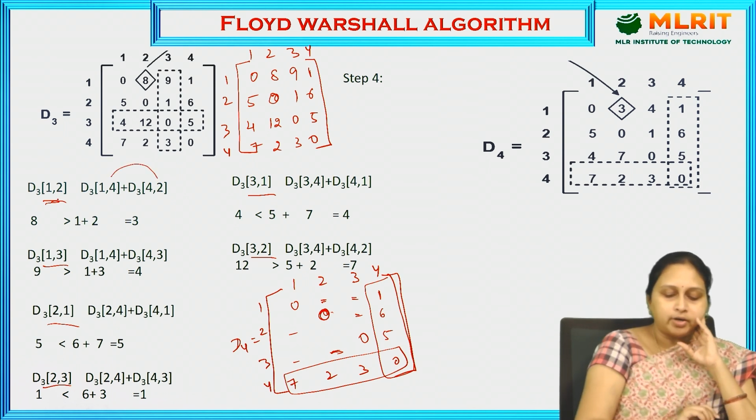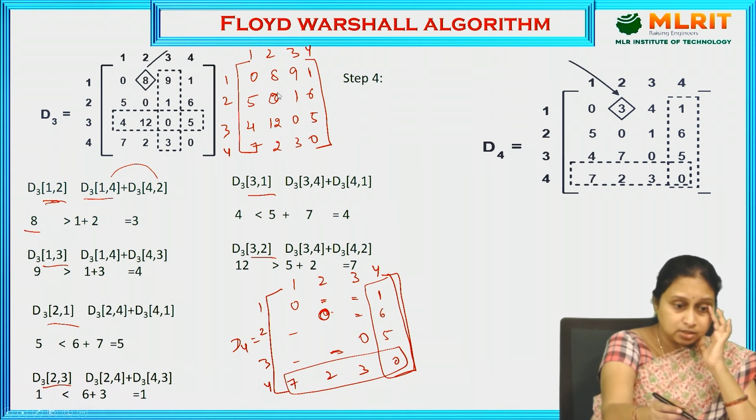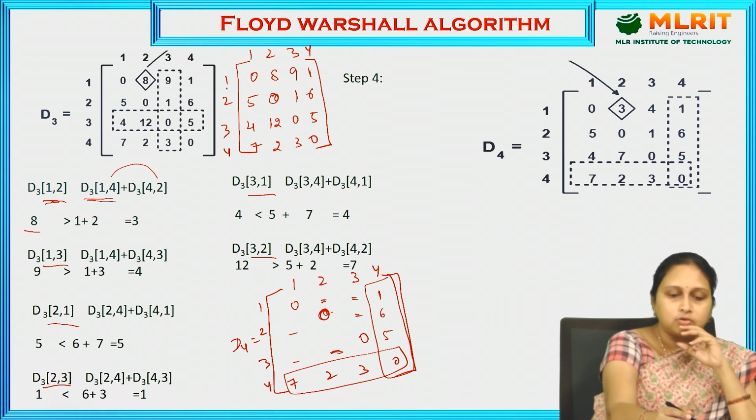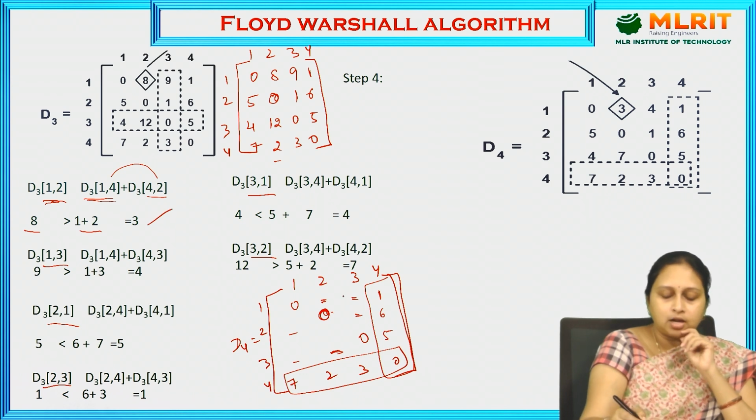Now what is the 1, 2 value? 1, 2 value is 8. D3 of 1, 4 value is 1, sorry, and D3 of 4, 2 is 2. Yes. But 8 is greater than 3, so I am going to take the minimum value. So we are going to get the value as 3.